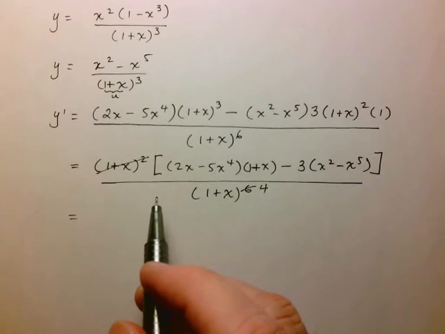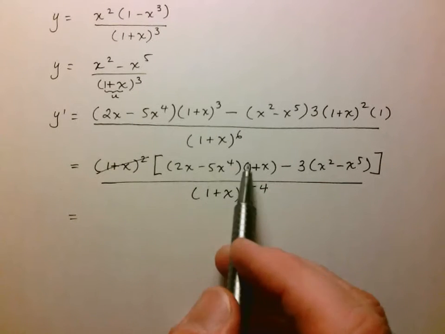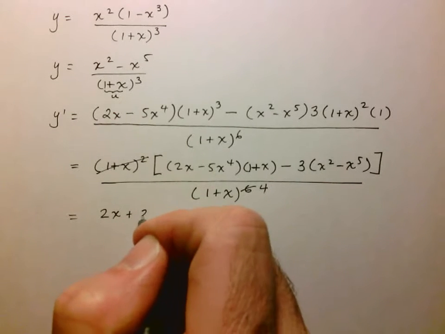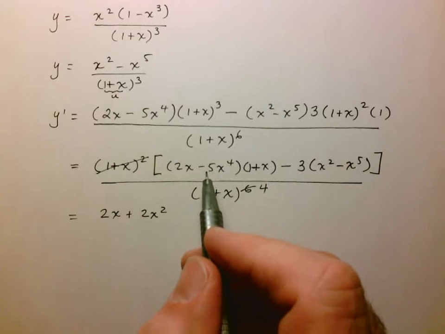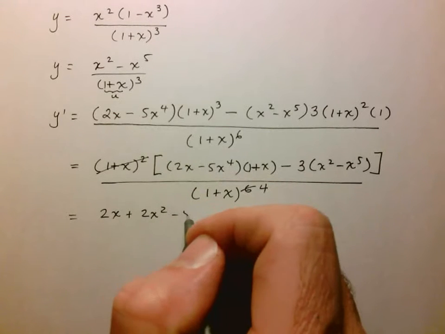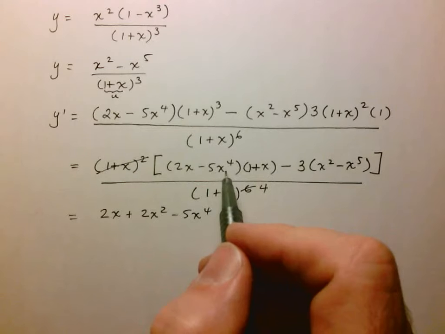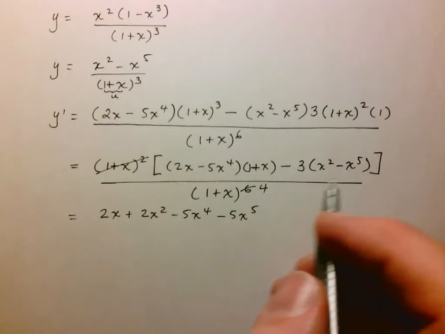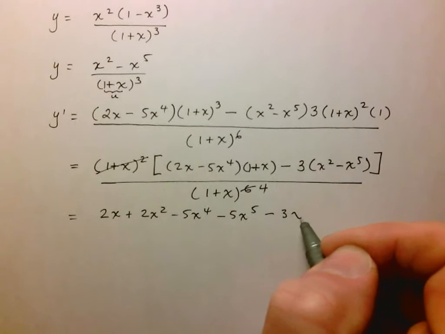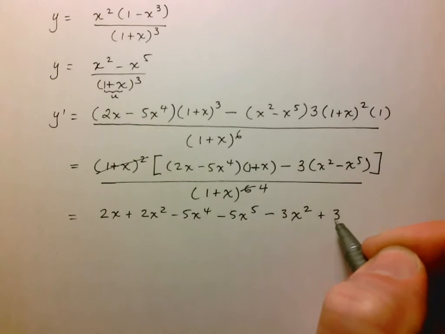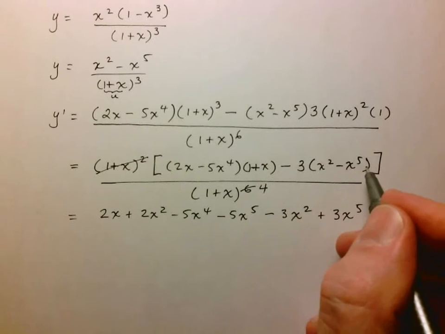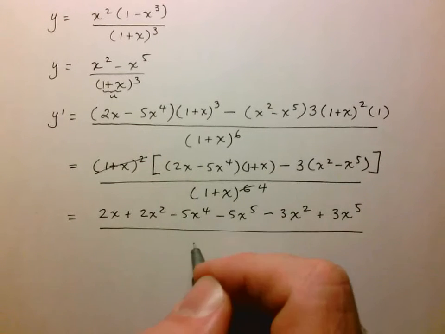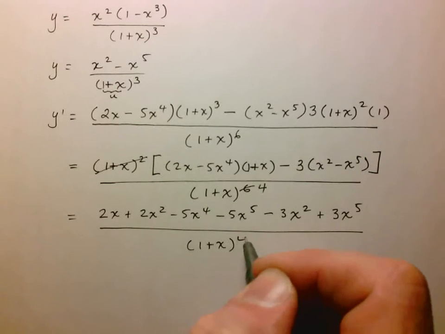Here we just got to make sure we're careful with our algebra. So we've got 2x times 1, so 2x times x is 2x squared. Then we've got negative 5x to the fourth times 1, so minus 5x to the fourth, and negative 5x to the fourth times x, so minus 5x to the fifth. And here we've got minus 3x squared plus 3x to the fifth when I expand that expression, and all of that over 1 plus x to the fourth.